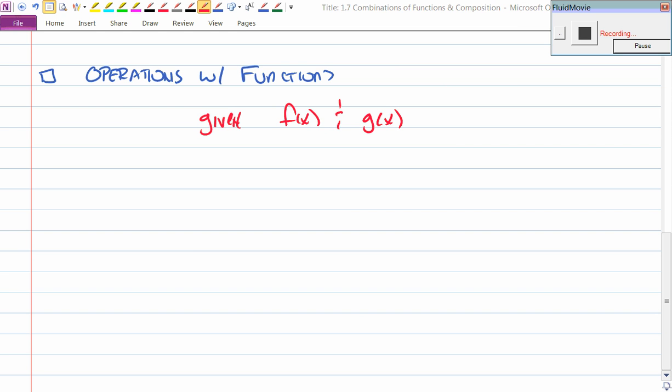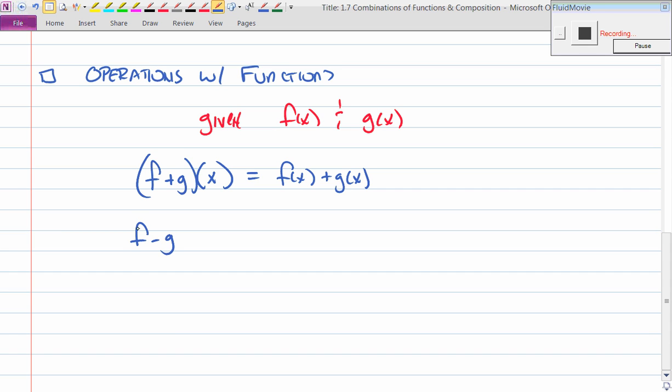g of x. So let's say we're given two functions and we know that they are functions, in fact, because they're defined to be. So we'll call them f of x and g of x. Well, we can do operations with functions much like we do operations with numbers. So what I mean by that is if I want to take f plus g of x, it's literally just f of x plus g of x. We're allowed to do that, no big deal. And in fact, we can do that with all of these. f minus g of x is literally just f of x minus g of x.